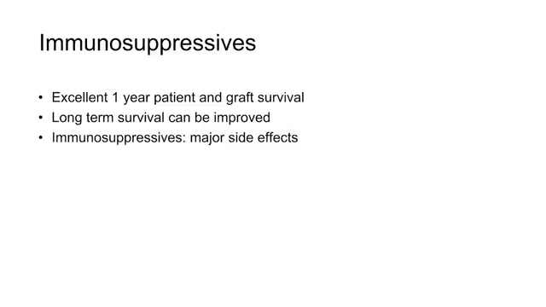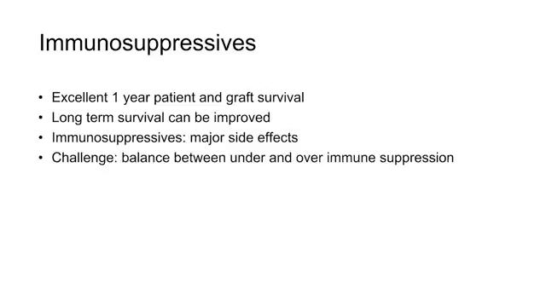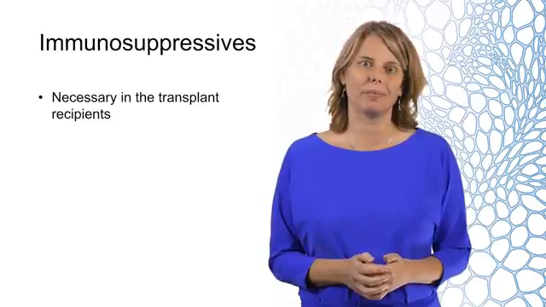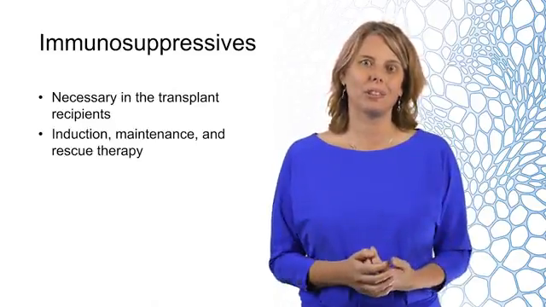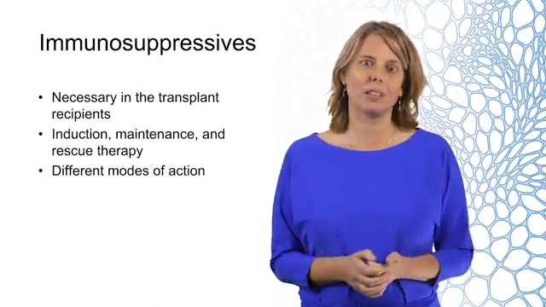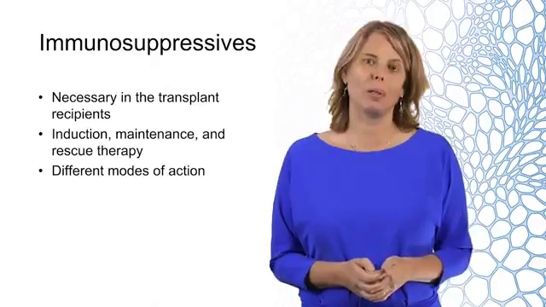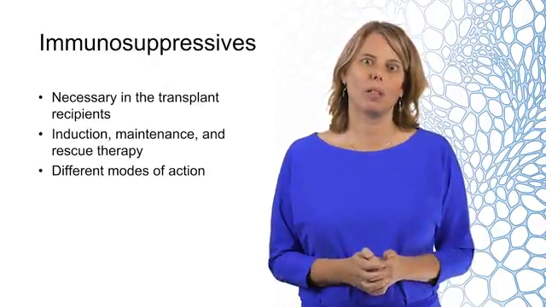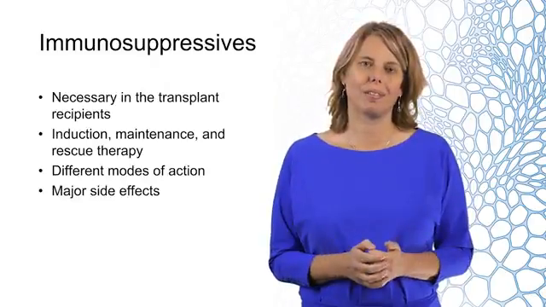In Module 4, we will focus on these long-term effects. It's always a challenge to find the right balance between under and over immune suppression. So what have we learned in this lecture? Immune suppression is necessary in the transplant recipient. They can be divided in induction, maintenance and rescue therapy. They have different modes of action. Interference with the alloimmune response plays a central role. And lastly, current immunosuppressive agents have major side effects.